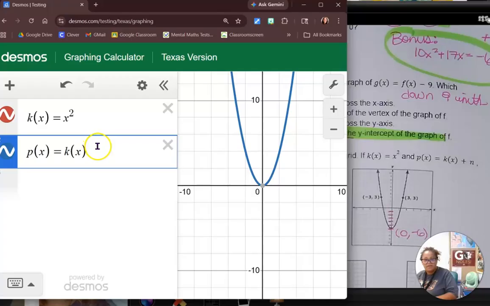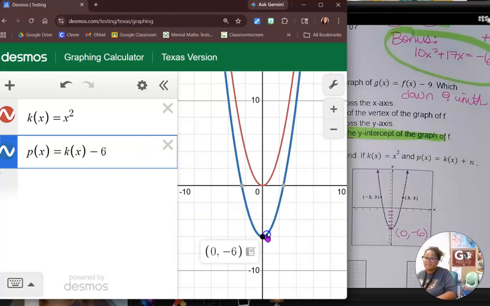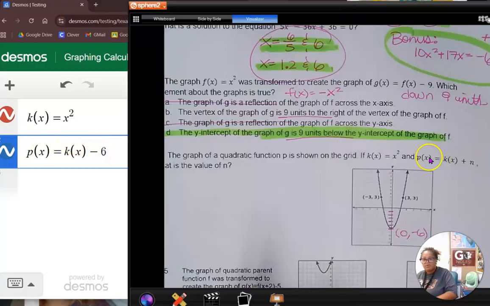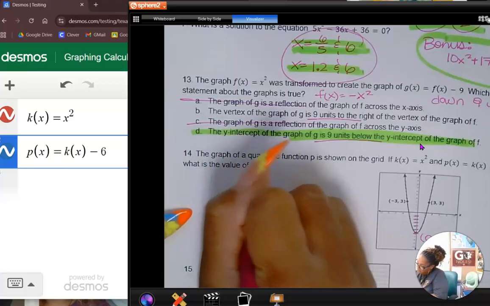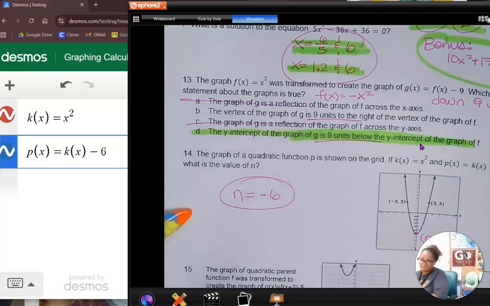So I can play around and I can add 6. Nope, that went up 6. I can make it -6. Oh, that went down 6. And that's exactly where I landed. So this variable would be -6.